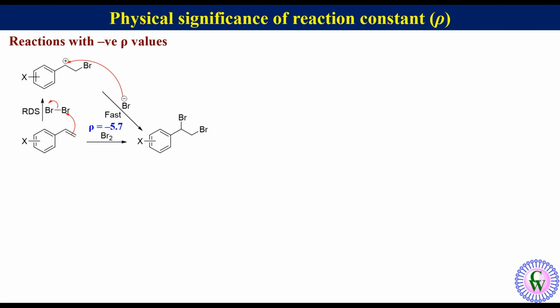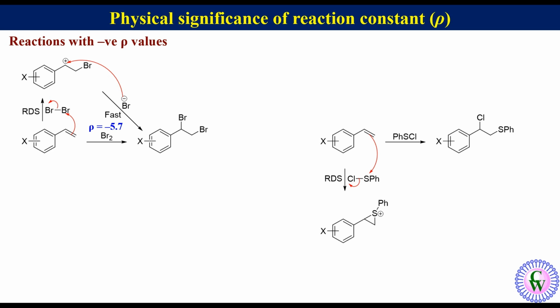The last example which we are going to discuss is also related to electrophilic addition reaction of styrene. In this example, there is addition of phenyl sulfonyl chloride. Similar to the previous example, there are two possible mechanisms. First involves attack by alkenic pi bond on the sulfur of phenyl sulfonyl chloride to produce three-membered ring cationic intermediate, which is then attacked by chloride ion in the next step to produce product.